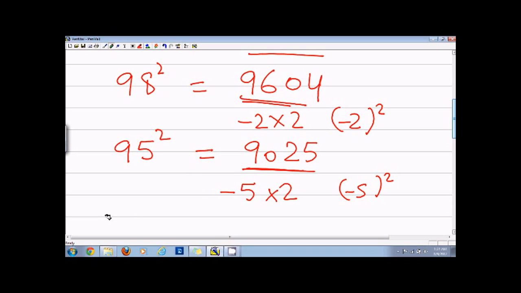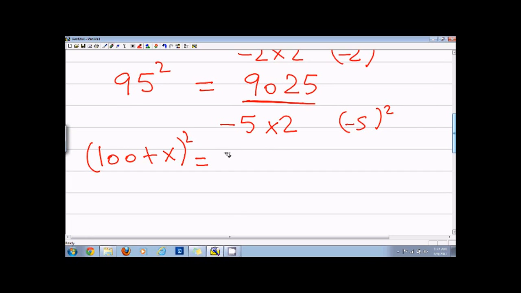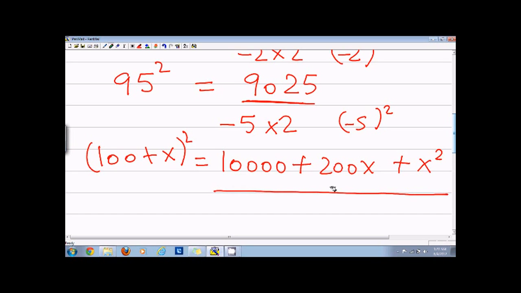So now for example, if we have 100 plus x and we want to take the square of this number, we can see it's 10000 plus 200x plus x square. So if you look, this equation looks very close to my trick. Whatever I have as x, I multiply that with 2 and then add it to the hundredth place. And similarly, I square x and then add it to the first place.